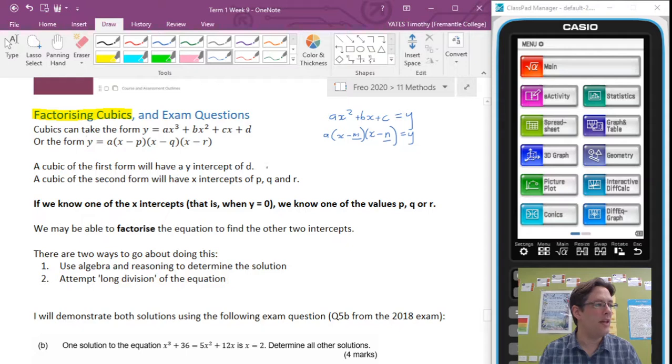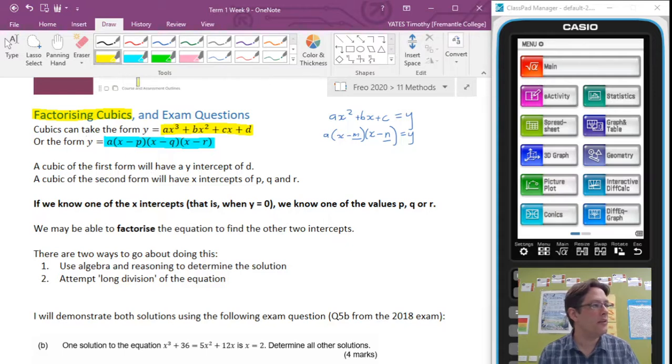Now we can do the same thing when we're looking at cubics as well. It follows the same sort of practice as we do when we're looking at quadratics, but there's a bit of a complicated step in there as well. So cubics can take this form, ax cubed plus bx squared plus cx plus d, or they can take this form, a(x - p)(x - q)(x - r).